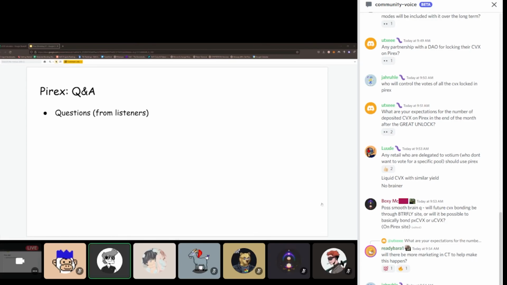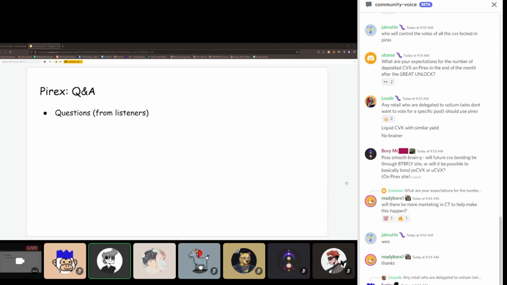And somebody asked a potential smooth brain question. We're all smooth brains, so don't worry about it. Will future CVX bonding be through the butterfly side, or will it be possible to bond pxCVX or use CVX? Maybe Never wants to chime in here.